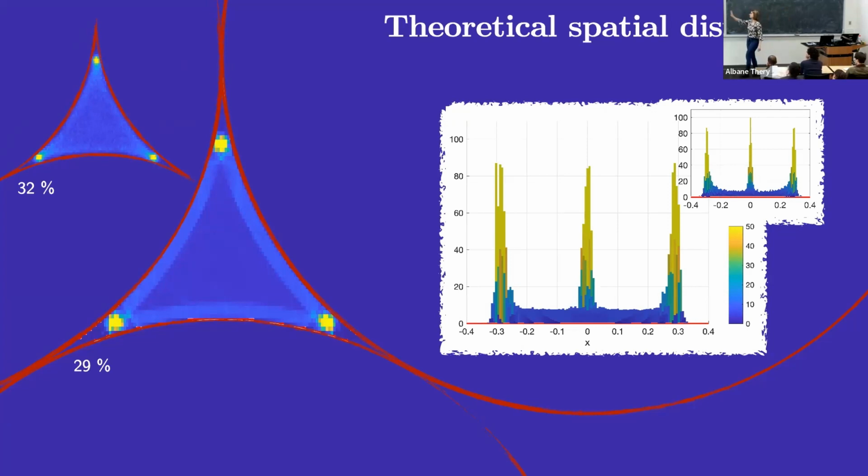You can reproduce it quantitatively. So these are the theory and these are the experiments, and you can see that you can mimic that trapping effect very well. Is this chaotic? I don't think so.